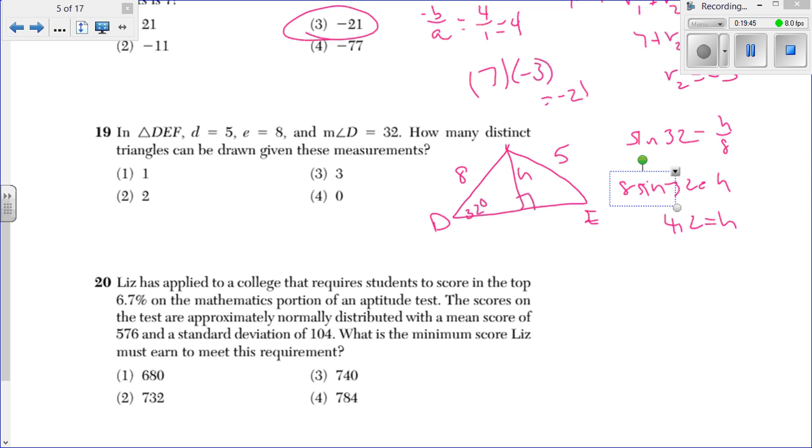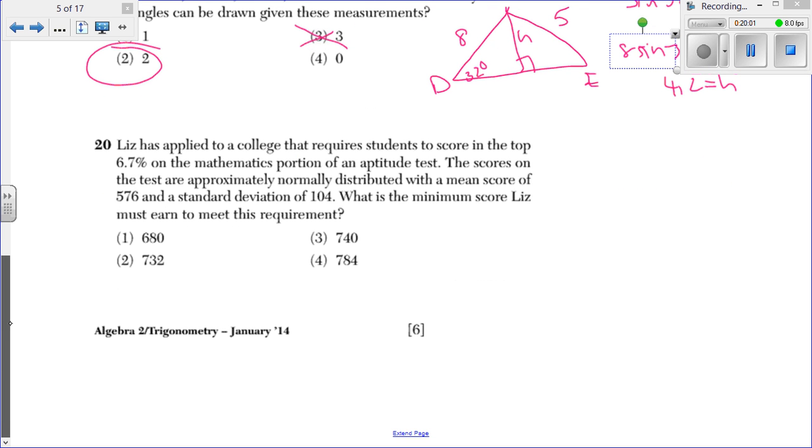So if my height is 4.2 and my leg is 5, that means I can have 2 distinct triangles, my acute and my obtuse. We know it can never be 3. So it's always 1, 2, or 0.